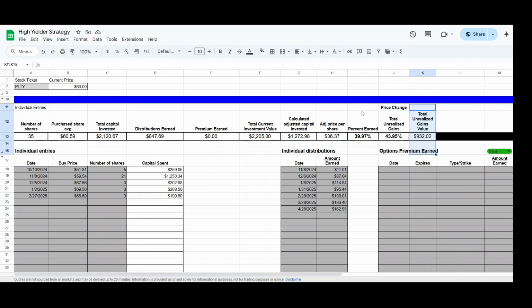But the one that I am more concerned with and the one that I watch the most are these numbers right here. My adjusted price per share and that percentage earned. So I am looking to get this percentage earned up to 100%. That would mean that I have received all of my initial invested cash back through the use of distributions and or any premium that I may have earned. So that is just the way I am playing these YieldMax plays.